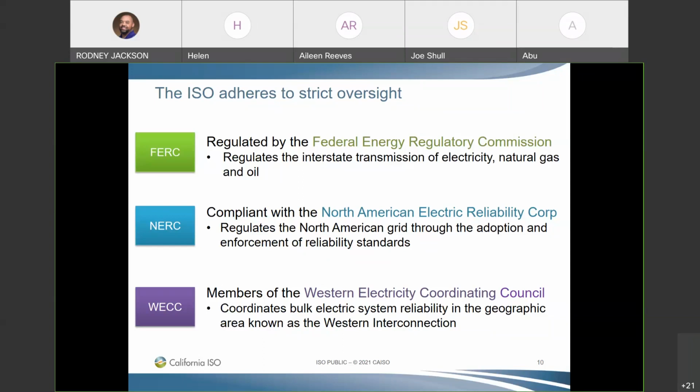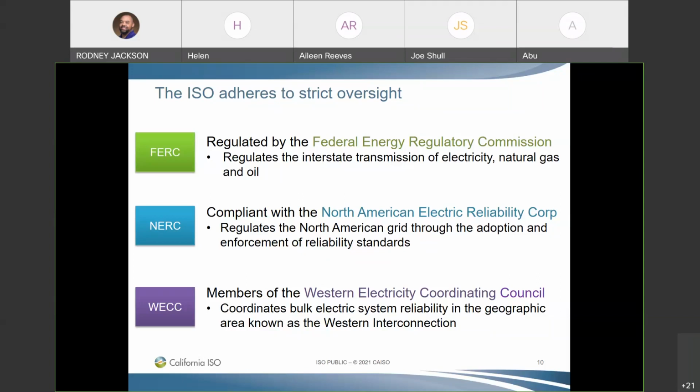Now, the WECC, which is the Western Electricity Coordinating Council, is a nonprofit corporation responsible for coordinating and promoting bulk electric systems, so the BES reliability, in the geographical area known as the Western Interconnection. And that's what we talked about on the previous slide.